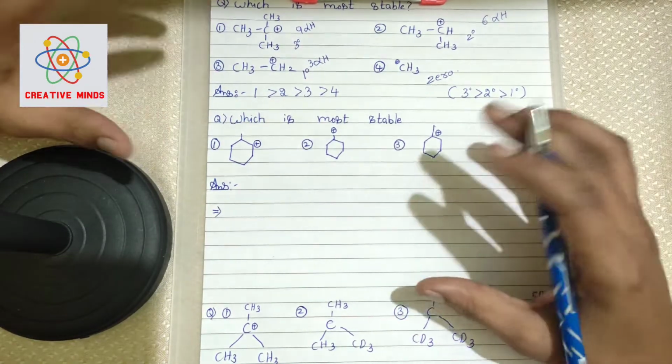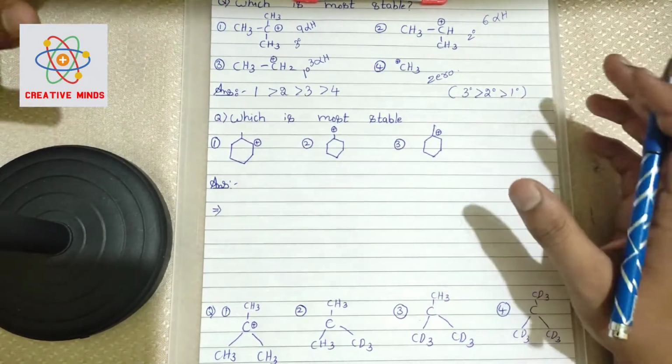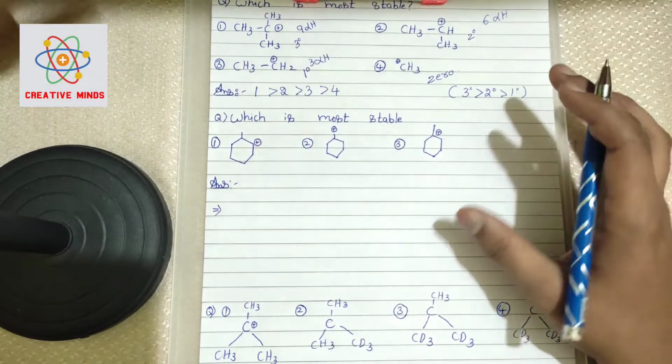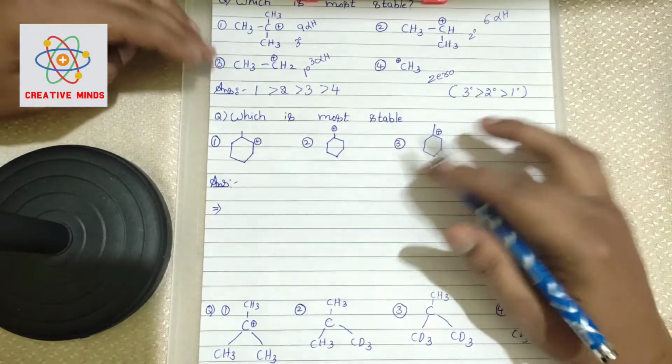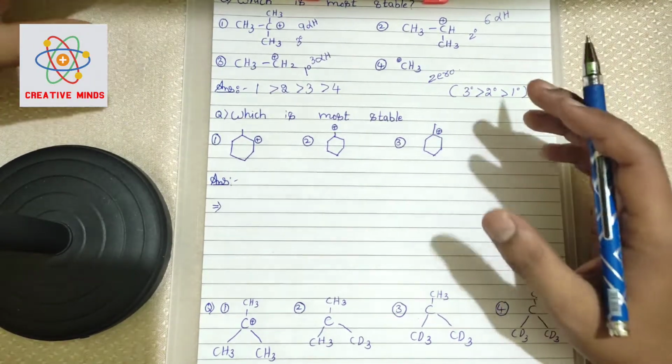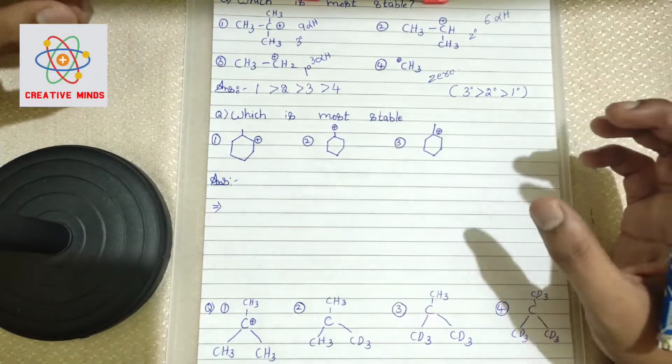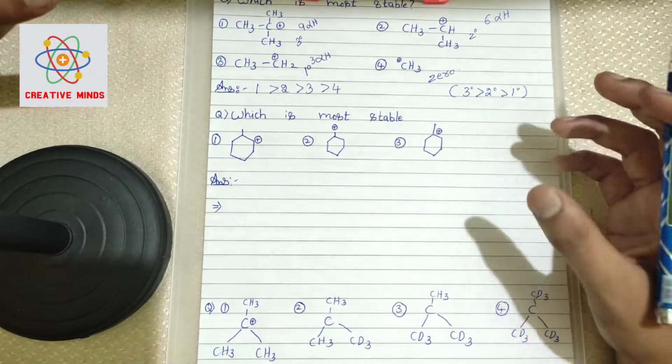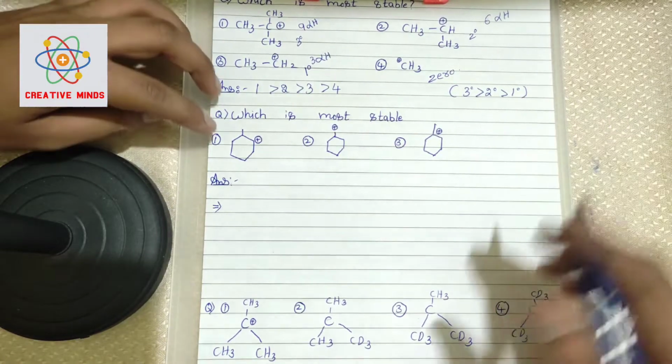See, in this manner only they'll be asking us the questions, whether in NEET, KSET or any other regional examination. In almost all the examinations they'll give you the option like this, and we have to guess which is most stable, which is least stable, and we have to arrange, or somewhat they'll be giving us in this type of questions. Alright, so let us see the question.